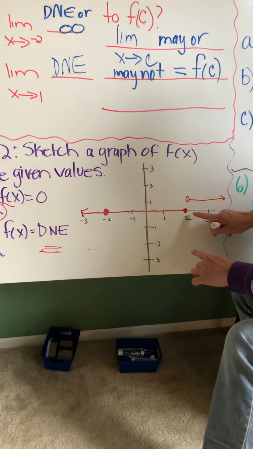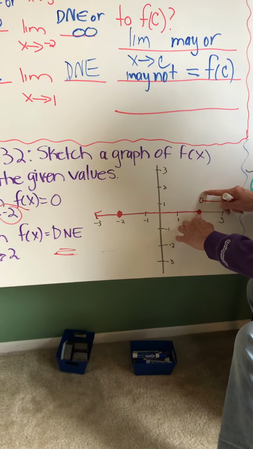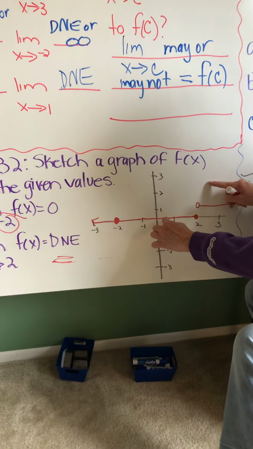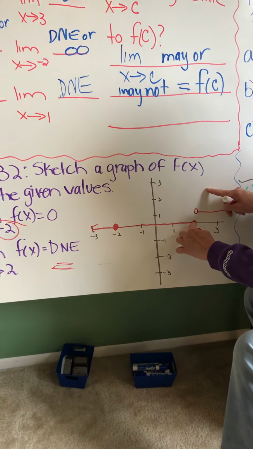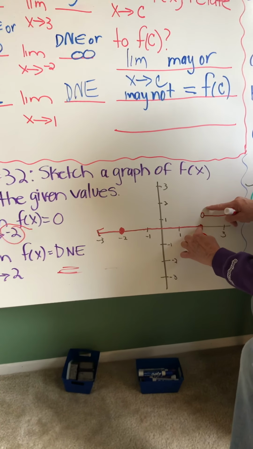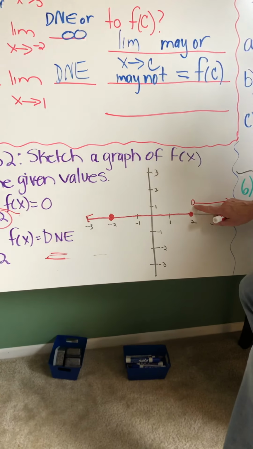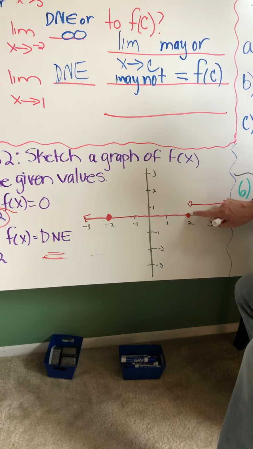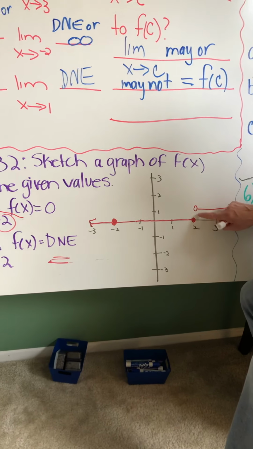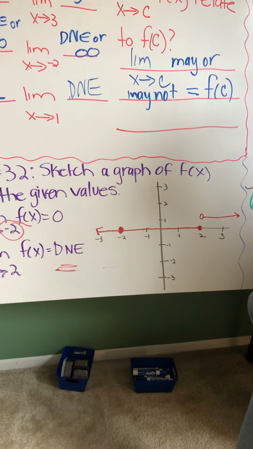Notice the limit as x approaches 2 from the left and the right does not exist because there's a jump. As you approach from the left, the value of the function is 0. As you approach from the right, the value of the function is 1. Notice I had to put an open circle here. For this to be a function where f of 2 is defined, you can only have one y value. So I had one closed and one open.